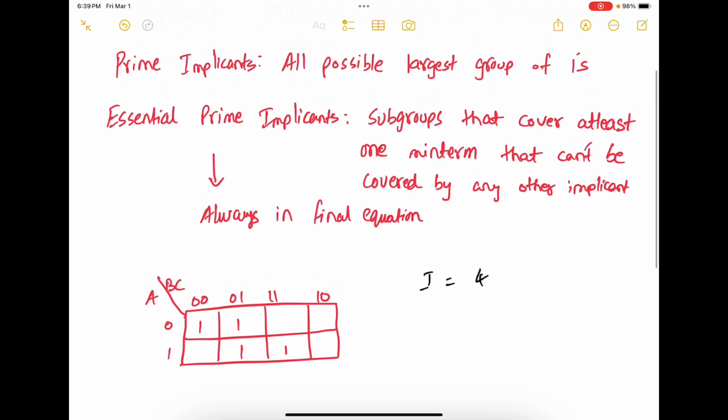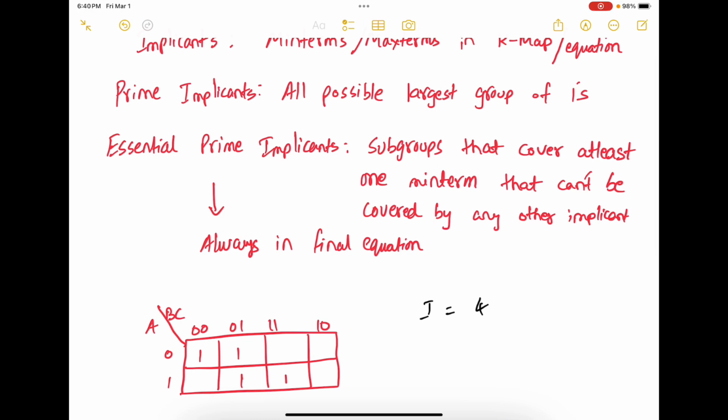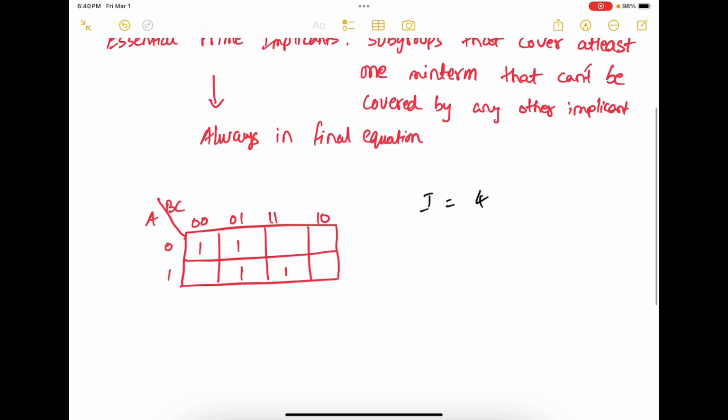Now the next step is to find the prime implicants, which is basically all possible largest groups of ones. So this is the first group, this is the second group of ones, and this is the third group of ones. Remember, it's all possible largest groups of ones. Let me name this as 1, this as 2, and this as 3. So prime implicants are 1, 2, 3.